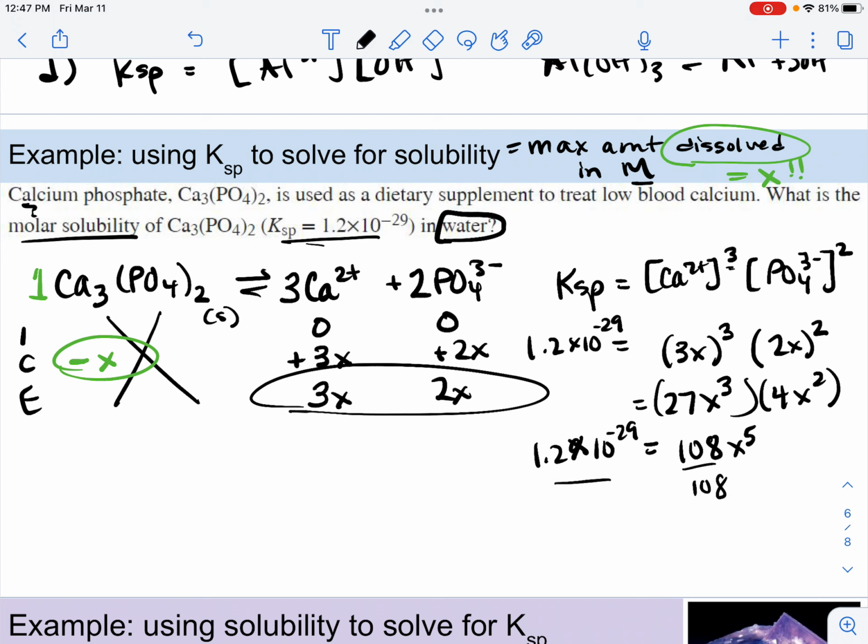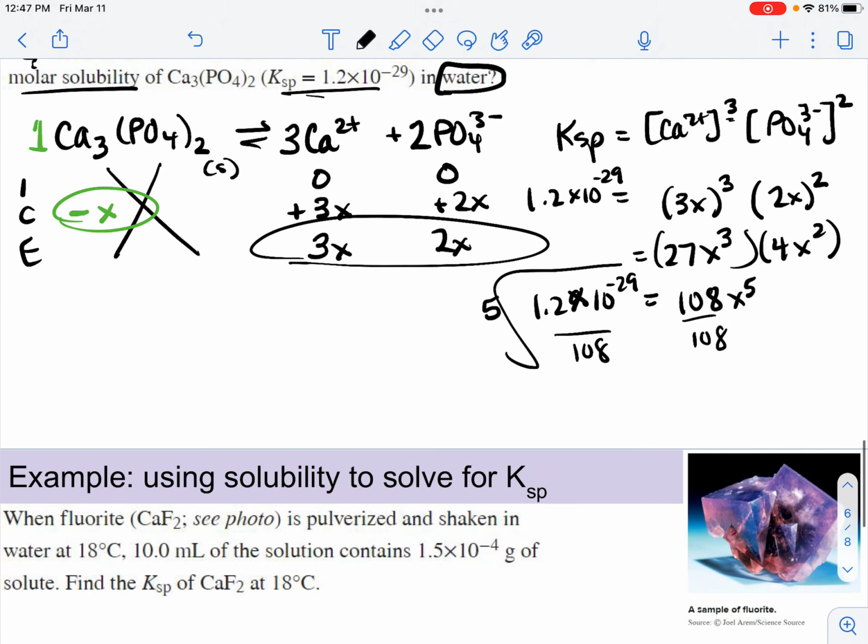I'm going to divide both sides by 108 and I'm going to take the 5th root. You can do this in your calculator however you'd like, but I usually take whatever that answer is, I didn't solve for it, I literally just divided by it and then did this. But take the 5th root would be solve for that answer and raise it to the, in parentheses, 1 divided by 5. Okay, so when I did that, I found that x equals 6.4439, some more numbers, times 10 to the negative 7th.